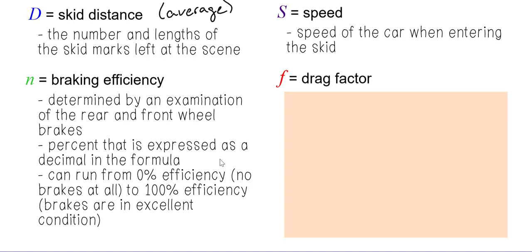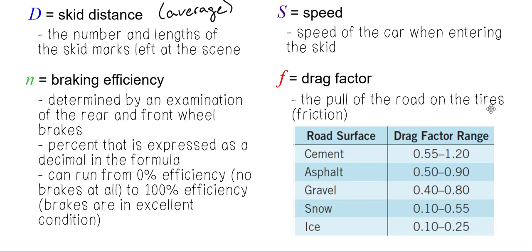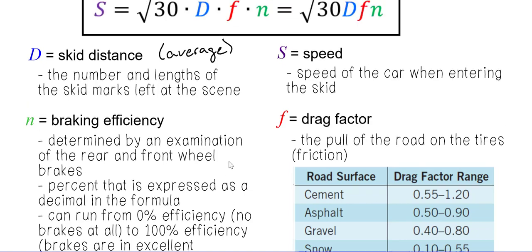And drag factor is the pull of the road on the tires. It's the friction. So the different road surfaces will drag on the car more or less. And here are some of the various drag factor ranges for cement, asphalt, gravel, snow, and ice. In the problems, they will give you the drag factor and they will give you the braking efficiency also. But these are things that accident reconstructionists figure out and determine when they're looking at accidents.